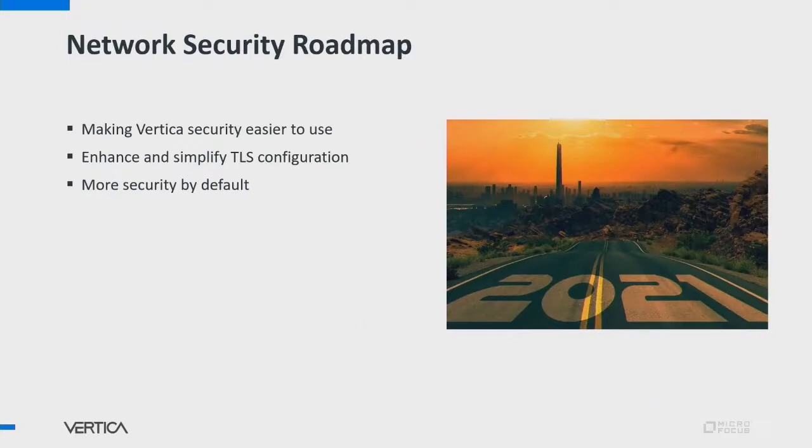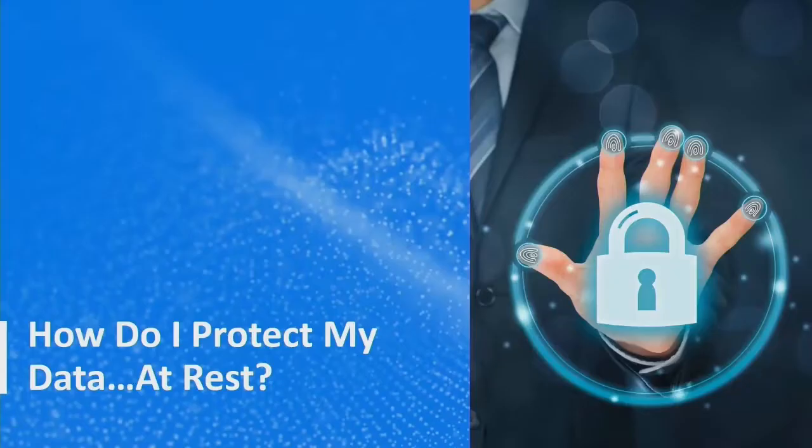Ease of use is one of the Vertica roadmap key directions wherever it is applicable. We plan to simplify and enhance the TLS configuration process. More security options are planned to be supported by default. While data in transit is traveling from network to network or being transferred from a local storage device to a cloud storage device, data at rest is not actively moving from device to device or network to network.